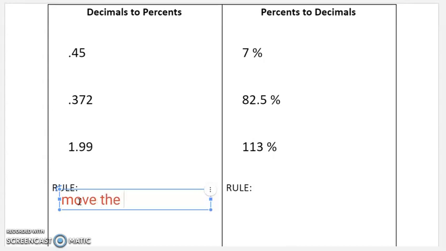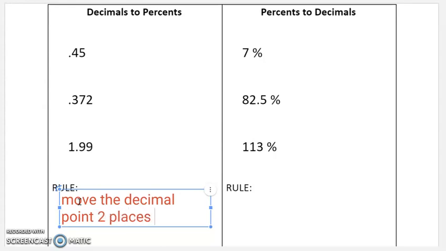the decimal point 2 places to the right. So that looks super simple. So let's take a peek at 0.45 and make that a percentage.